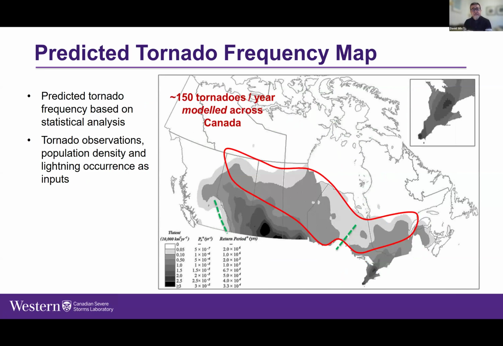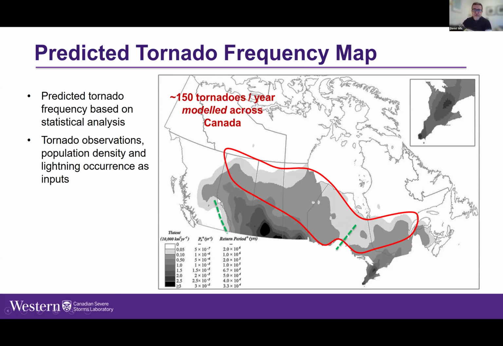So what we did is use a statistical analysis that used as input all of that tornado data, plus population density data, and also lightning data, since we had such a great lightning database that extended back to 1998 from the Canadian Lightning Detection Network. And this gave us a prediction of the tornado frequency. And as you can see, it filled in that red area quite well. And now the model was saying we should be getting something closer to 150 tornadoes per year across Canada. So the number has, as you can see, increased each time we look at this with more data. So we know we were missing tornadoes.